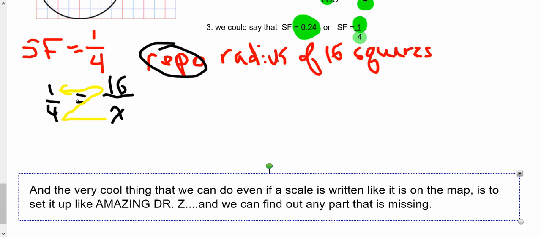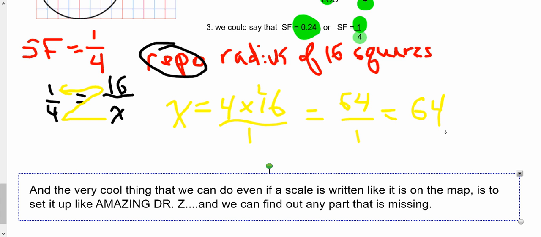So X is equal to 4 times 16 divided by 1. 4 times 16: 6 times 4 is 24, 4 carry the 2, so that'll be 64 over 1. Our original will have a radius of 64 squares. Man, that's pretty good.